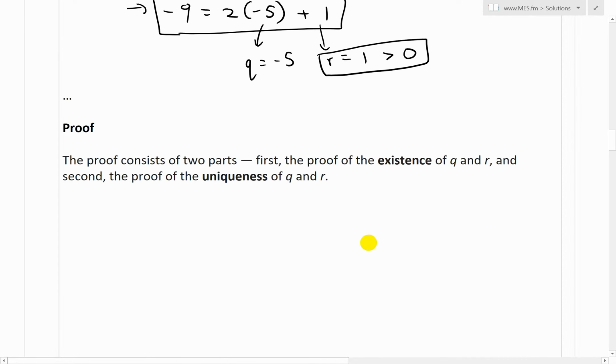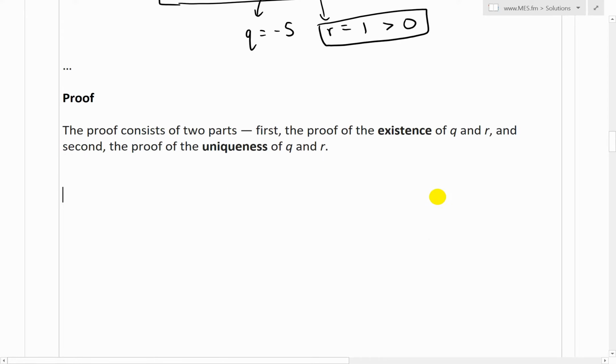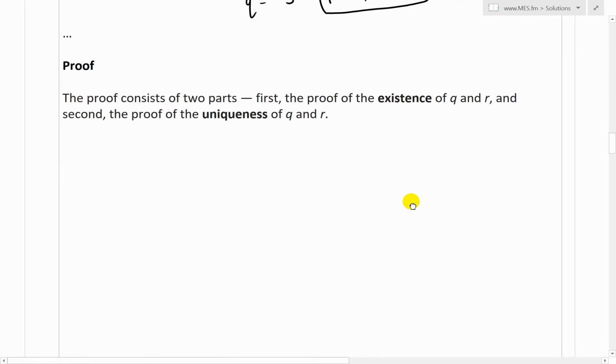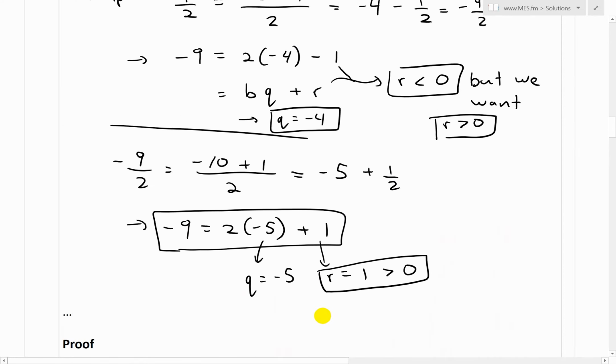So now let's look at the formal proof by Wikipedia that they have, and they don't illustrate it pretty well, so that's why I'm doing this video. So let's look at the proof. So the proof consists of 2 parts. First, a proof of the existence of q and r, and second, the proof of the uniqueness of q and r, to show that q and r are always going to be unique.